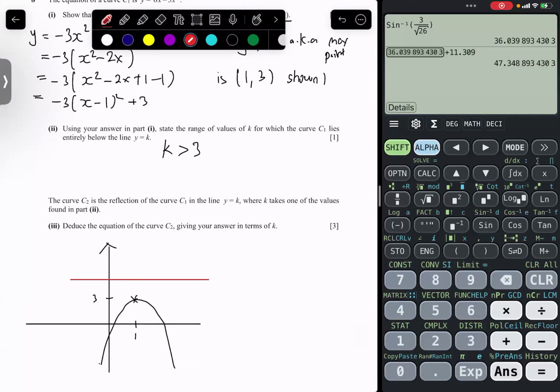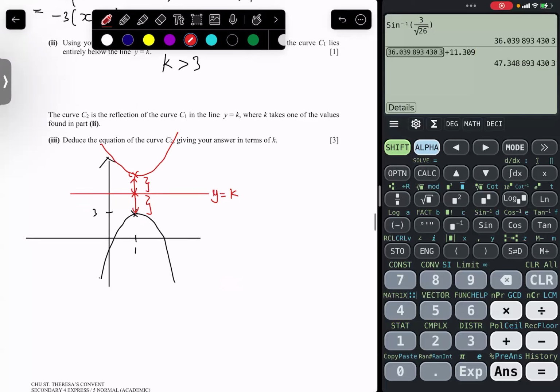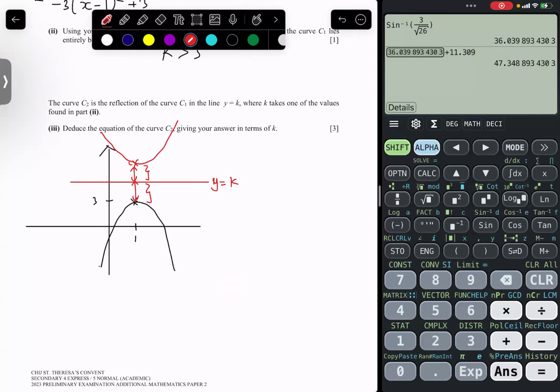Okay, but when it is reflected, what happens? This point will be equal distance apart from the line k. So k becomes the center line. This line is y equals k. So whatever the distance down here, this will be equal. That is what we know. And then this becomes a minimum point because now the graph is going to be like this. So that's the equation of the graph. Deduce the equation of the curve C2, giving your answer in terms of k.